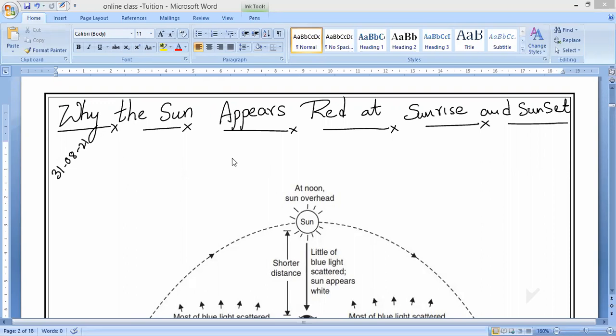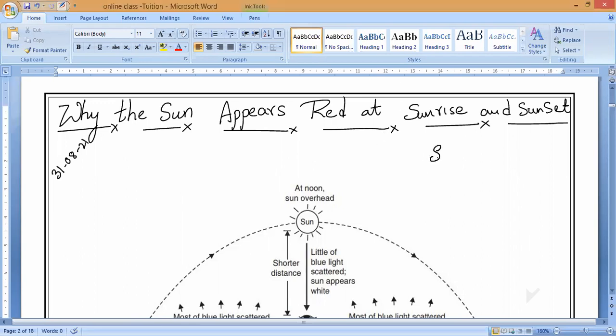As we know, the phenomenon behind why the sun appears red during sunrise and sunset is called what? Scattering of light. So the only principle or phenomenon behind this natural effect is scattering of light. Now how the scattering of light takes place and what exactly the phenomenon is, we will discuss now.